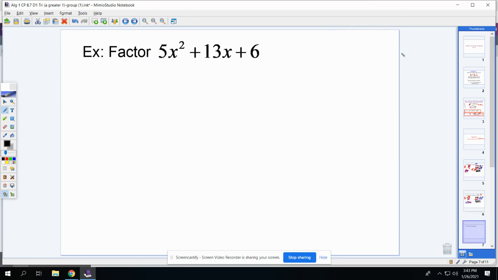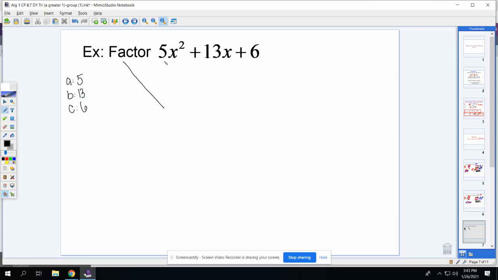All righty, next one here, 5x squared plus 13x plus 6. First thing, look for a GCF here: 5, 13, 6. Well, 13 is prime. 5 is also prime, no GCF. Fill out our A, our B, and our C.